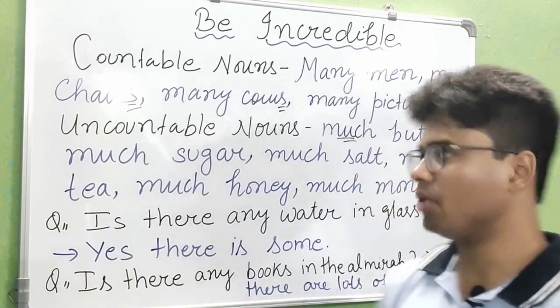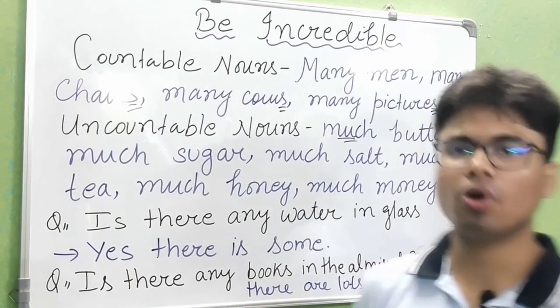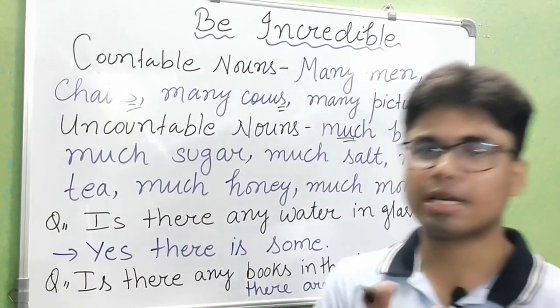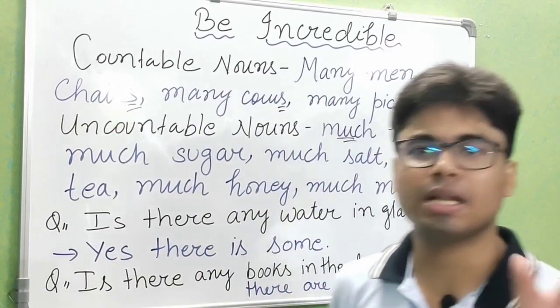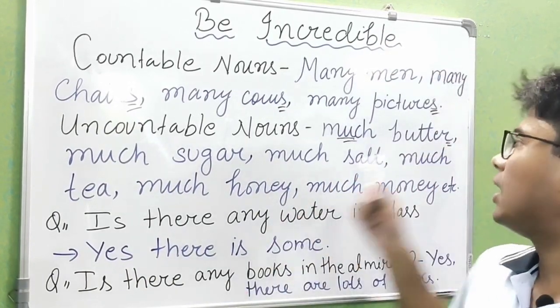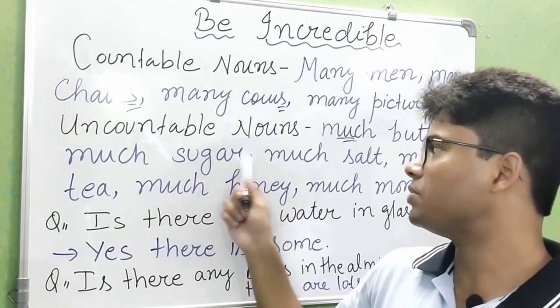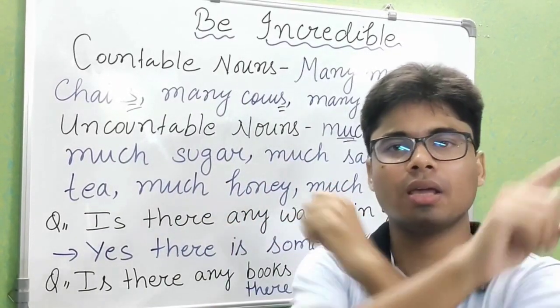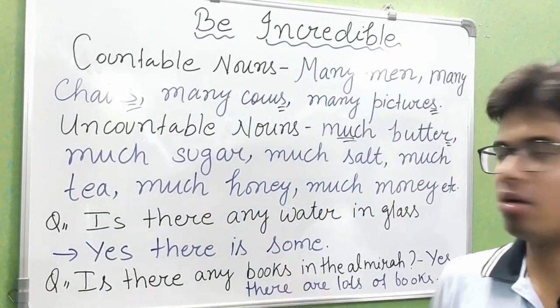Since here we are talking about quantity of any material, whether sugar or salt, we are using much. That's why we are using much here, not many. So here we say much sugar, not much sugars. Sugars will be wrong.